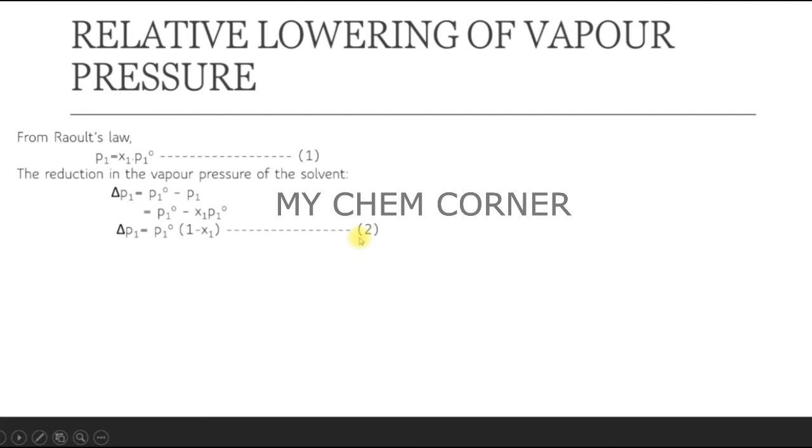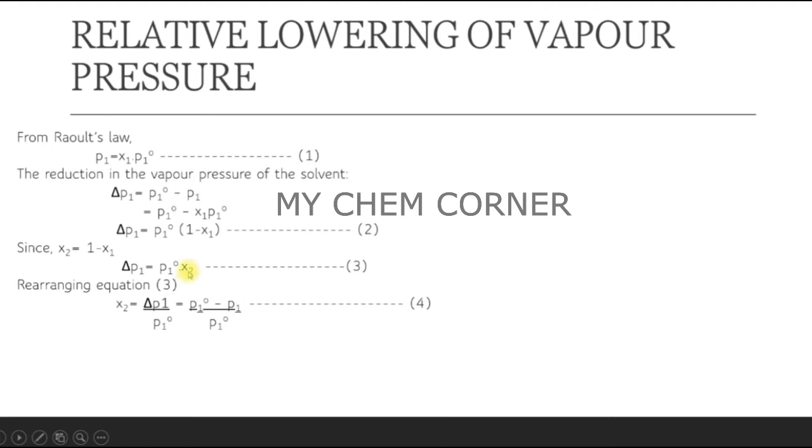Name this as equation number 2. We can't simplify this further, but 1 minus x1 is nothing but x2. So instead of writing 1 minus x1, we can write x2 and name this equation number 3. Now we rearrange equation number 3 and take out the mole fraction x2, and you get delta P1 by P1 naught. Delta P1 we just calculated, which is P1 naught minus P1, and we put it here.